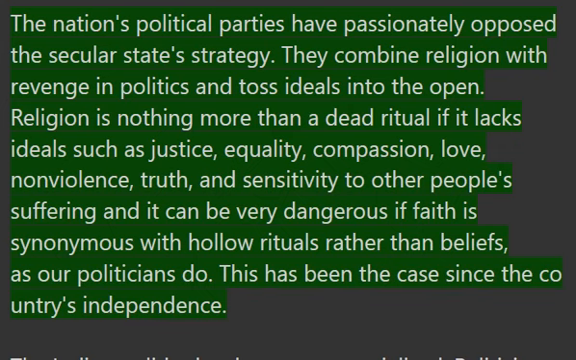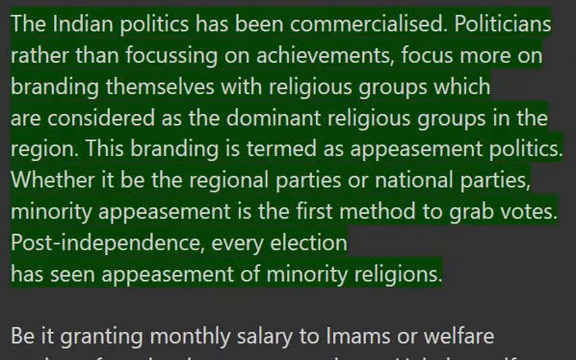This has been the case since the country's independence. Indian politics has been commercialized. Politicians, rather than focusing on achievements, focus more on branding themselves with religious groups which are considered as the dominant religious groups in the region.